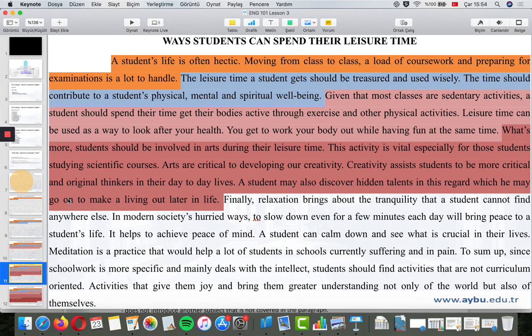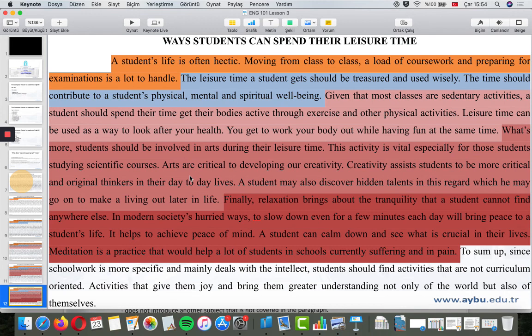Second part talks about arts, okay? This activity is vital for students, especially studying scientific courses, because arts are critical to developing creativity. So they can be more original thinkers. They can discover their talents, okay? And then this one is major support number 2. If you see, it says finally, now it will give us major support number 3. It says relaxation brings about the tranquility. This is about spiritual well-being, okay?